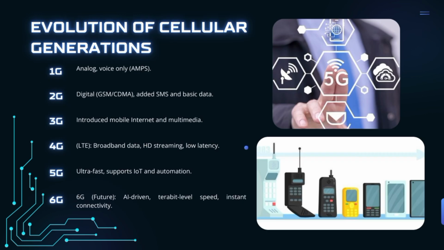Cellular networks have evolved through multiple generations as discussed before, each improving connectivity, speed, and reliability. 1G introduced analog voice calls, 2G digitized communication, bringing SMS, and 3G added mobile internet. 4G gave broadband-like speeds, enabling video streaming and apps. Now 5G delivers extremely fast speeds and supports IoT devices like smart cars and cities. The coming 6G generation will go even farther, integrating AI and real-time immersive experiences, making global connectivity almost instantaneous.